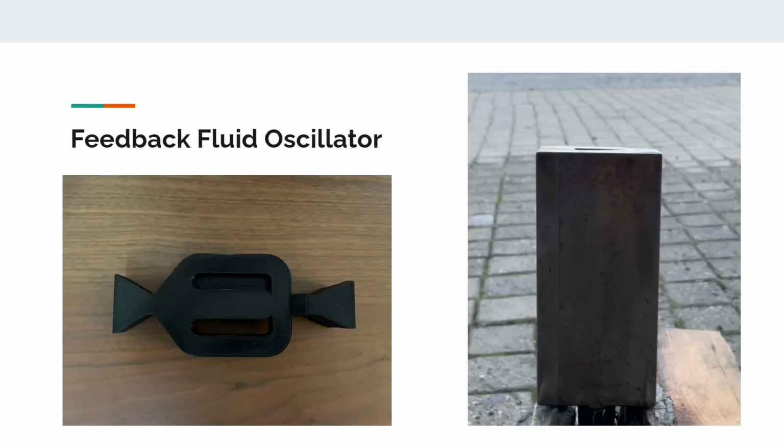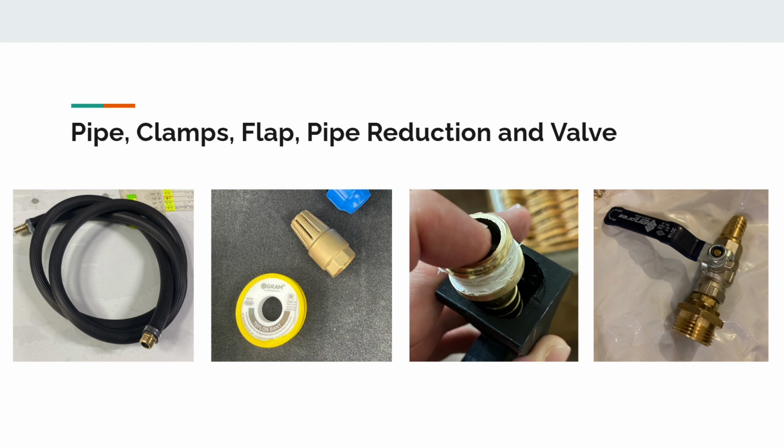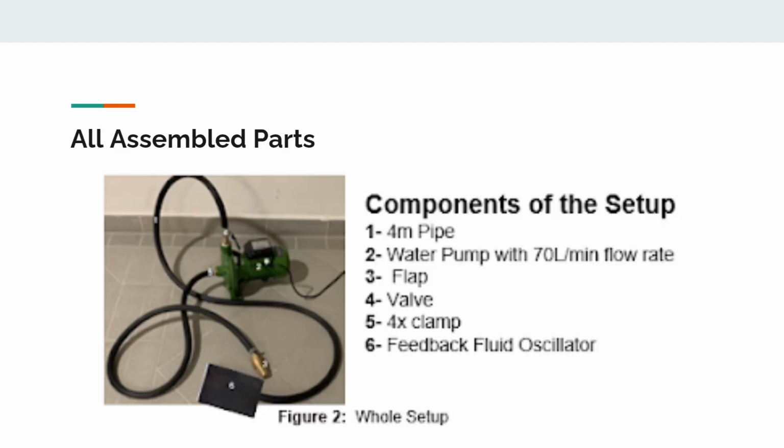On the left you can see the 3D printed version and on the right you can see the final CNC version. Furthermore, the connection components. From left to right you see pipe and clamps, flap, pipe reduction and valve. Finally, you can see all the assembled parts and their names here.